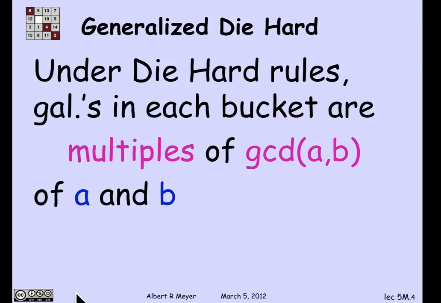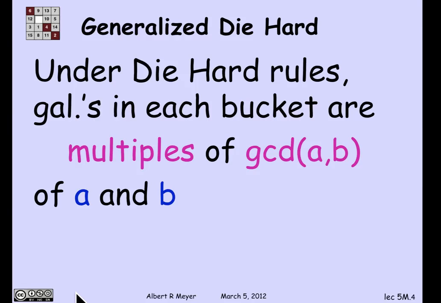The reason is that the GCD is a divisor of A and B. Of course, it's a common divisor, and therefore it divides any linear combination of A and B. So any linear combination of A and B is a multiple of the GCD, and the GCD is itself a linear combination. So linear combinations of A and B are the same as multiples of GCD.